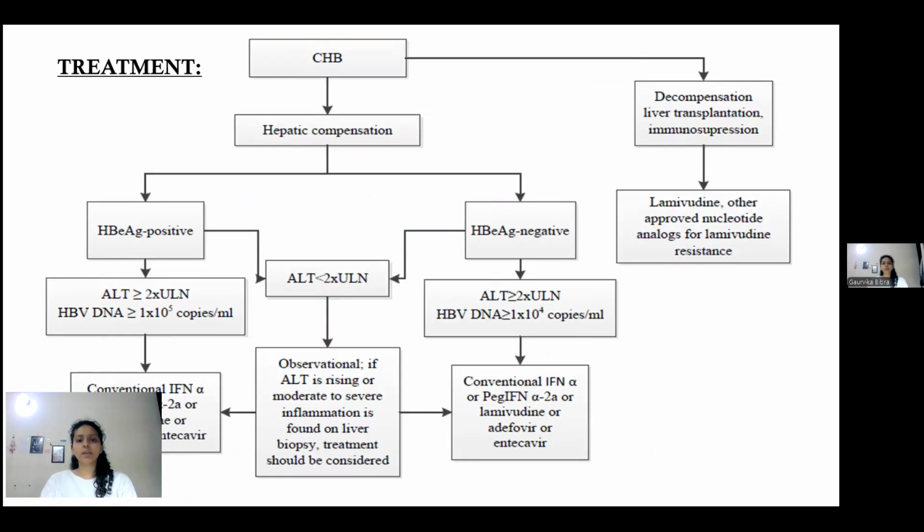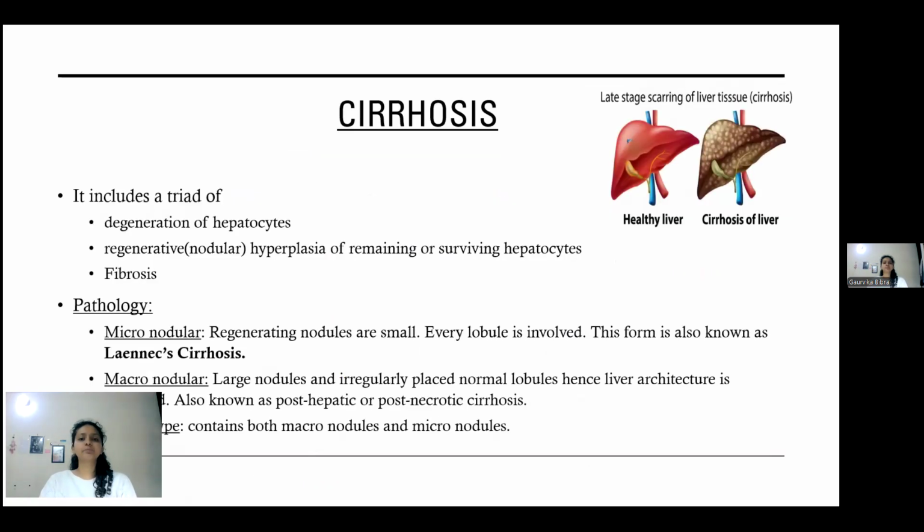Treatment of chronic hepatitis B: if hepatic compensation is seen, then HBe antigen positive and HBe antigen negative, the treatment varies. Whereas in decompensation: liver transplantation, immunosuppression, lamivudine, and other approved nucleotide analogs for lamivudine resistance.